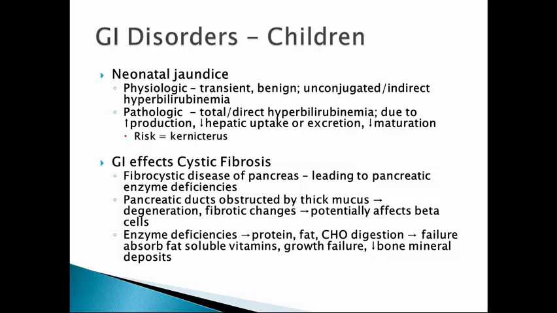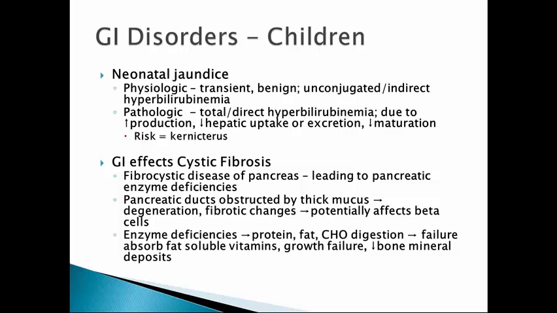We've talked a little bit before about neonatal jaundice, and we know that with neonatal jaundice we want to be sure that we separate the physiologic jaundice from the pathologic neonatal jaundice. Recall that physiologic neonatal jaundice is transient and is generally benign. And this is due to unconjugated or indirect hyperbilirubinemia. This is just the baby's liver is immature and isn't doing a very good job of processing the bilirubin.